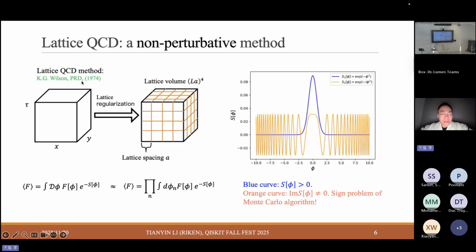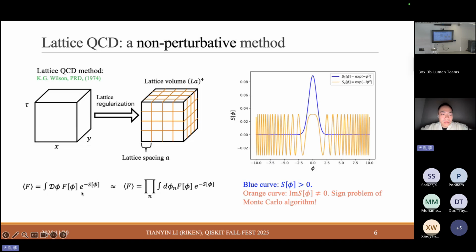Nowadays, the most widely used non-perturbative method is the lattice QCD method, which was proposed by Wilson in 1974. And suppose here is a quantum field theory that is defined on an infinite volume Euclidean space. Then the expectation value of the observable can be calculated by this path integral, which can be regarded as an infinite dimensional integral.